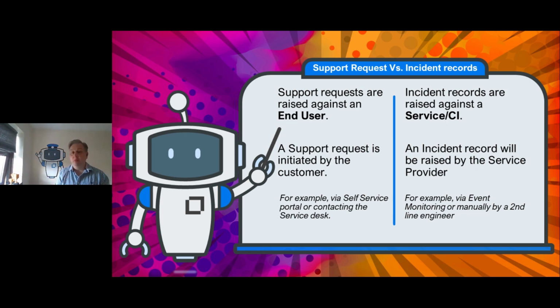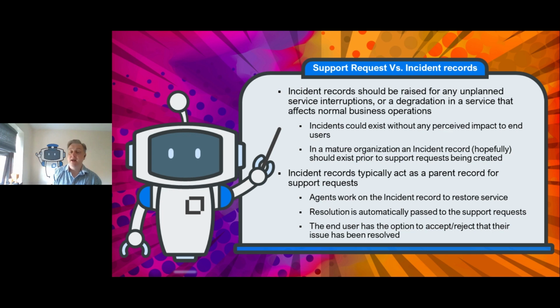provider. Normally maybe by some kind of event monitoring solution that's put in place, or it could be by a second line engineer, someone within support who's identified something whilst looking at tickets that they've got. Support requests and incidents: an incident record should be raised for unplanned service interruptions. And you could also have situations where incidents exist where there's actually no perceived impact to end users. Maybe it's some kind of backup system that no one's really using from the end user perspective.